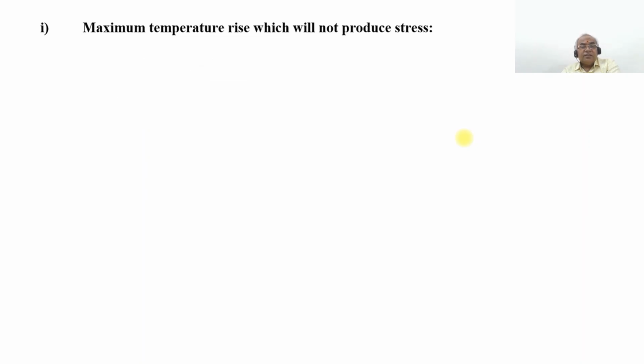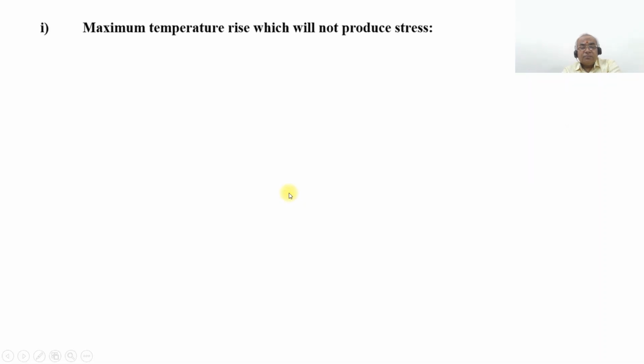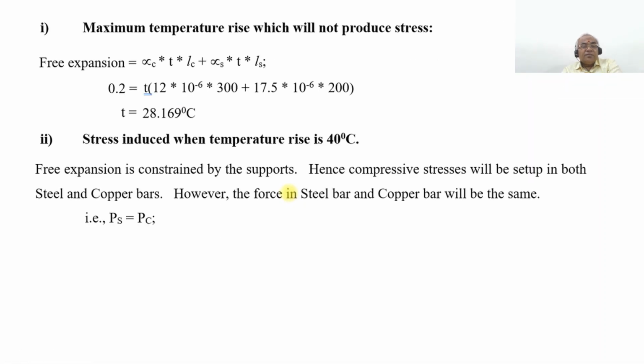So here, if you consider that, when you go beyond this expansion, what happens? You are going to develop the compressive stress both in the steel bar as well as in the brass bar. Hence the compressive stress will be set up in both steel and copper bar. However, the force in the steel bar will be equal to the force in the copper bar. So that is PS will be equal to PC. So sigma S into AS will be equal to sigma C into AC.